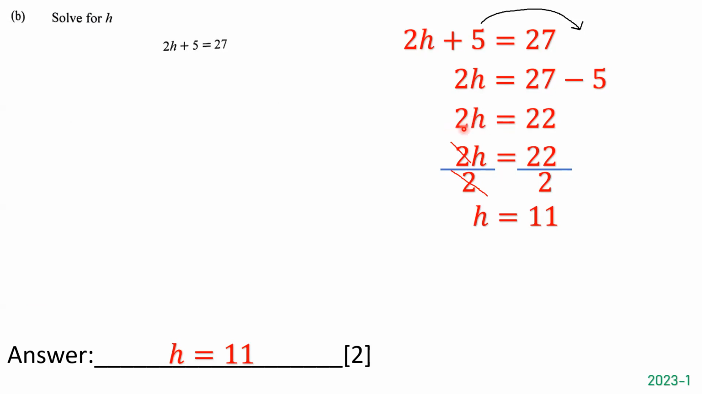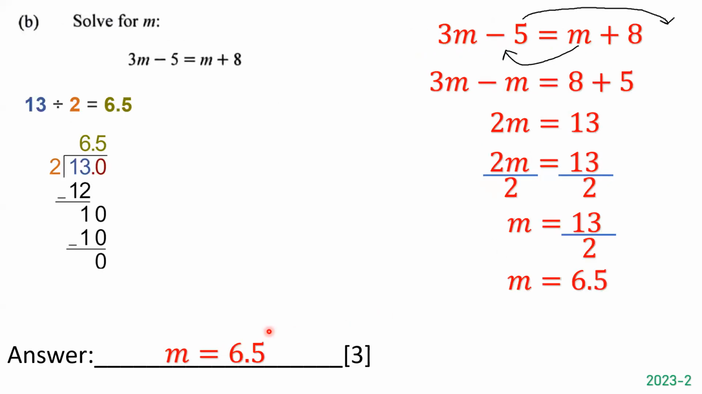We divide both sides by 2. And we have to divide by the coefficient of h. So we divide both sides by 2. When we divide both sides by 2, we divide 2h by 2. We divide 22 by 2. And so we are left with just h equals 22 divided by 2, which is 11. So the answer is h equals 11.